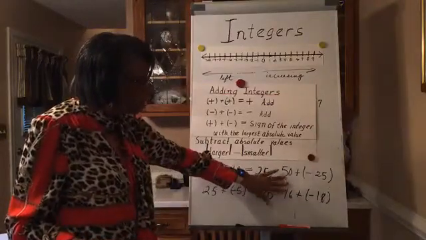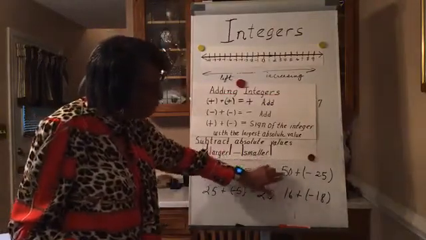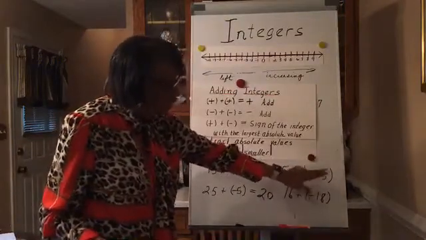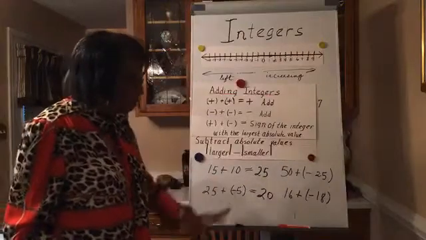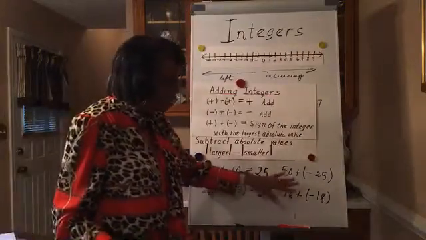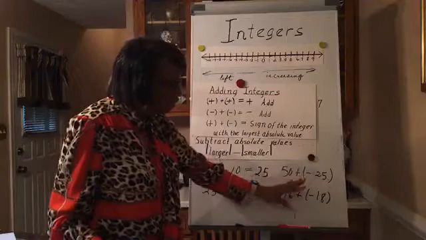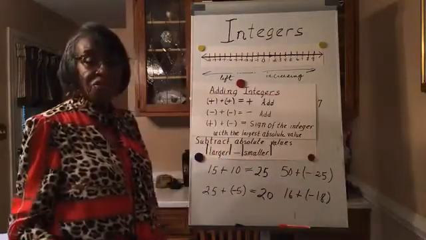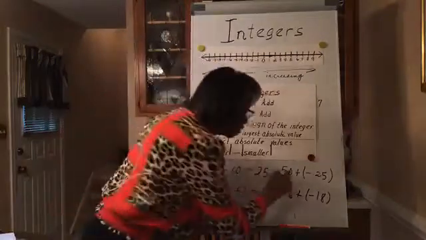All right, positive 50 plus negative 25. The sum is going to be positive because the absolute value of 50 is larger than, or greater than, the absolute value of 25. So we have the absolute value of 50 minus the absolute value of 25. 50 minus 25 is 25.